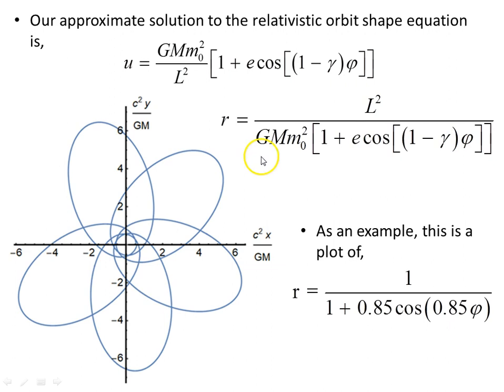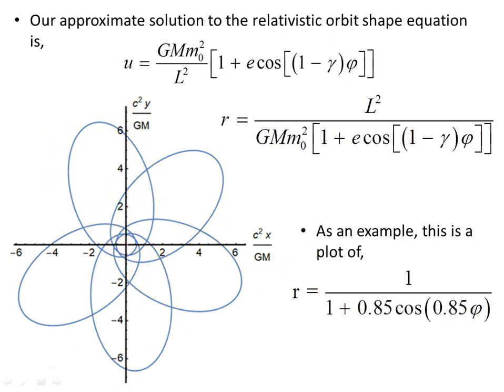But if we just move away from their particular units of GM and so on like that, we factor them out, and then as an example we plot, and this plot here is actually just R is 1 over 1 plus 0.85 cos 0.85 phi. So we set the eccentricity to 0.85 and gamma is 0.15 to give us 0.85, and we get this plot here. Right, you can see how it's precessing, you can see how the semi-major axis, this first ellipse here, then the second ellipse, then third, fourth, fifth.